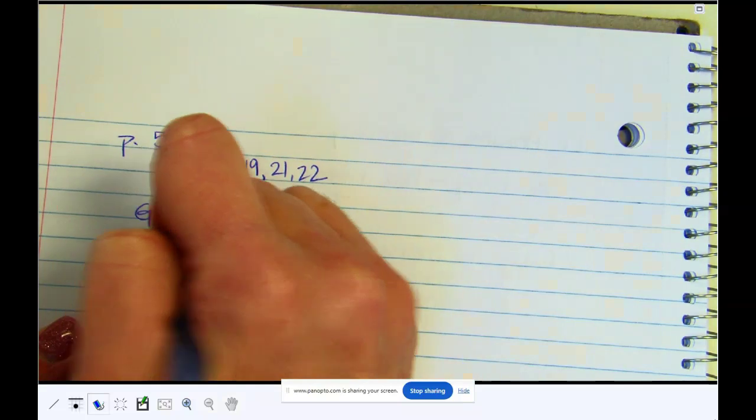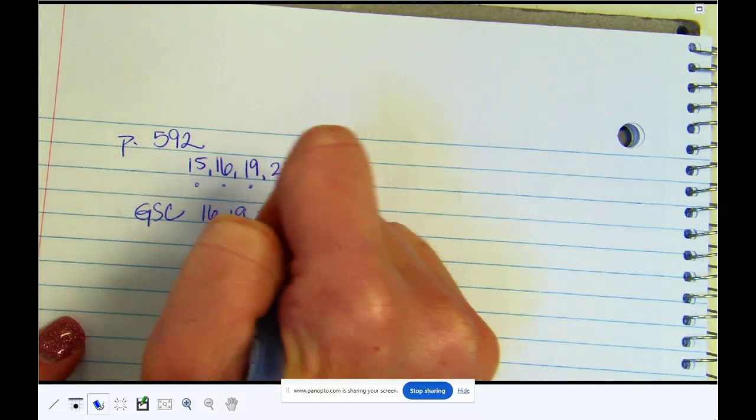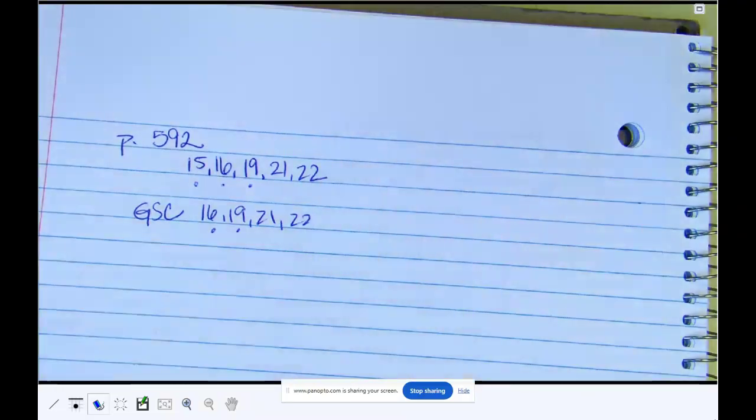Gold Star Club, you're just 16, 19, 21, 22. You need a calculator for those 2.